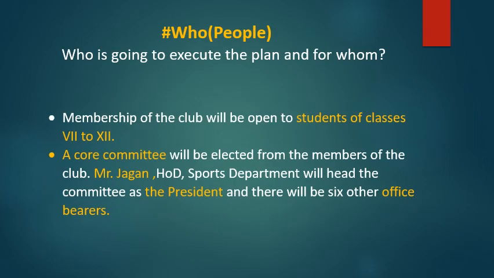The first W stands for who. Who refers to people definitely. Now who's going to execute the plan and for whom? Now the sports club is for students of classes 7 to 12. And who is going to look into the functioning? A core committee, Mr. Jagan, the president, and 6 other office bearers together.